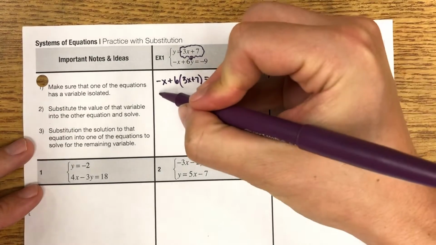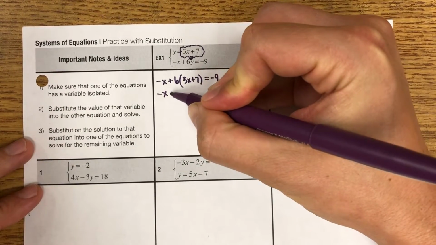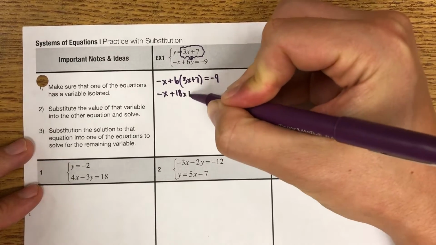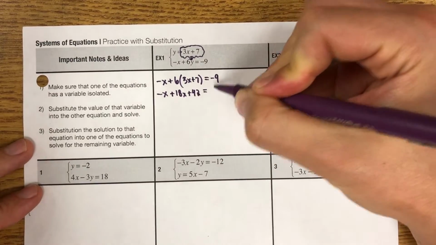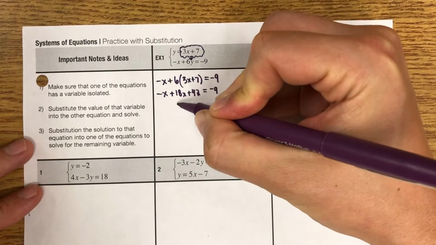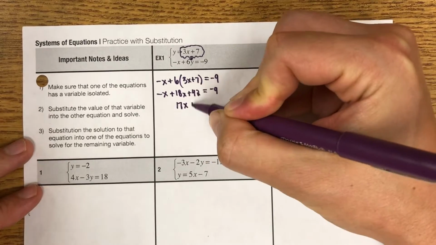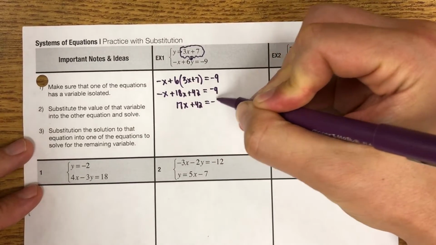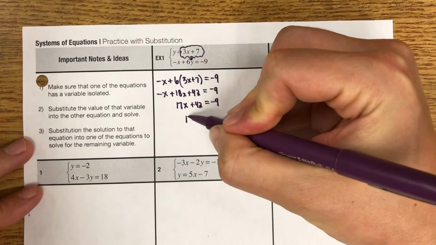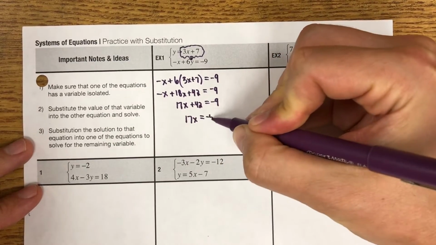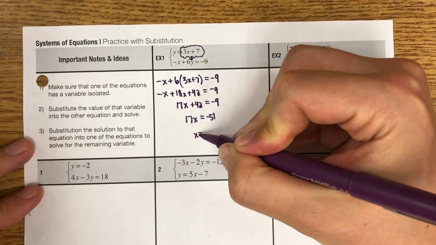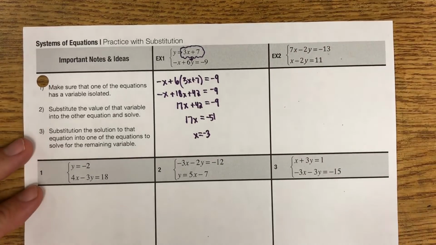Then I'm going to use the distributive property, so I'd get negative x plus 18x plus 42 equals negative 9. Combine my like terms. Subtract 42 from both sides. And so x will equal negative 3.